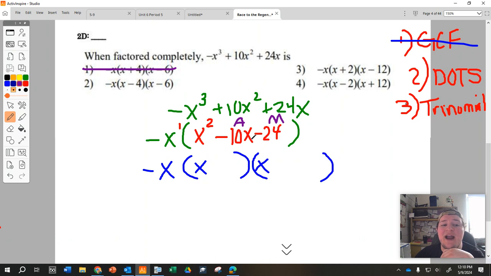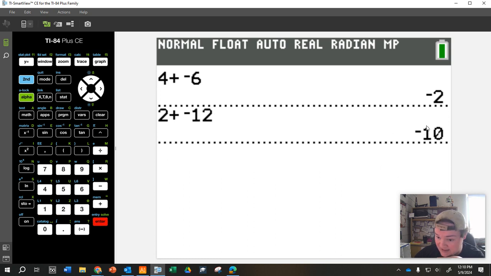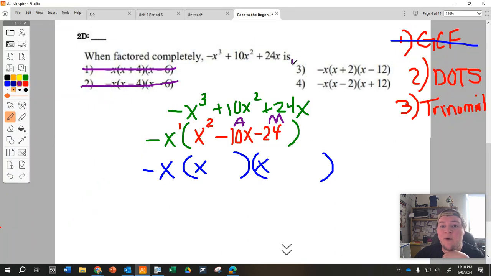Multiplies to negative 24, adds to negative 10. Negative 4 times negative 6, well, what's a negative times a negative? It's a positive, right? I need negative 24. Choice 2 is gone. Just a game. Choice 3, positive 2 times negative 12, that's negative 24. Positive 2 plus negative 12, does that add to give me negative 10? Let's see. Positive 2 plus negative 12. It does give me negative 10. So it works for both conditions.